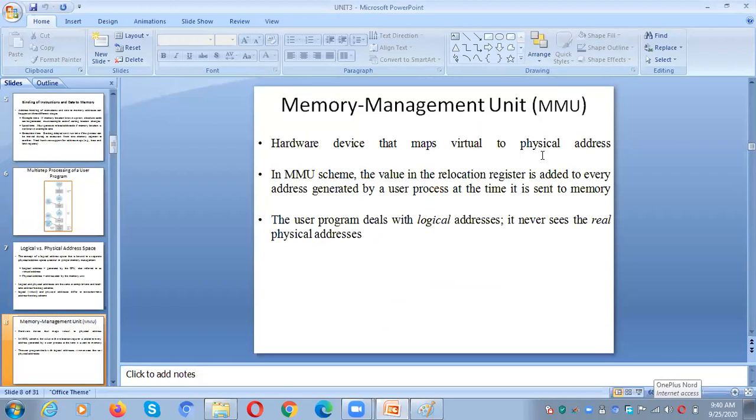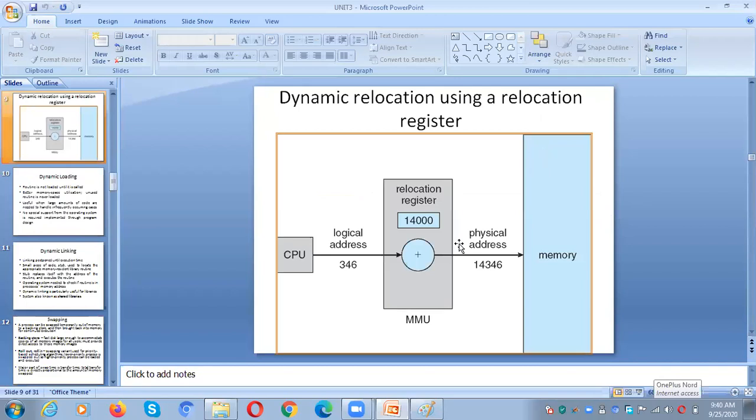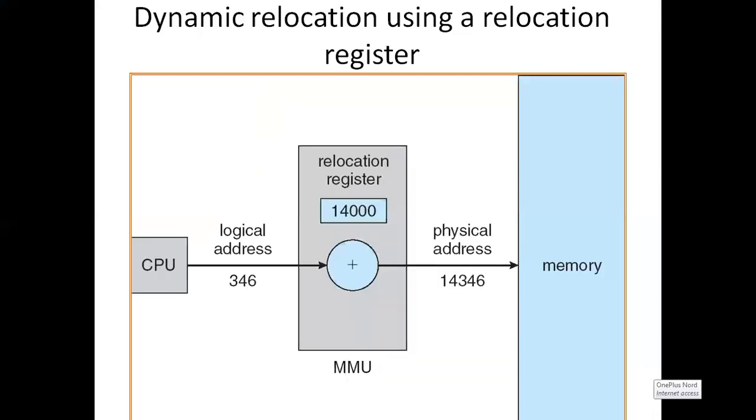What is the purpose of the memory management unit? The purpose of the memory management unit is to convert the logical address into a physical address. Next, how will it be possible? How will the memory management unit convert the logical address into a physical address? The CPU generated address is called a logical address, so it will be sent to the MMU. Then the MMU will add this 346 to the relocation register value 14,000. So this is the base value.